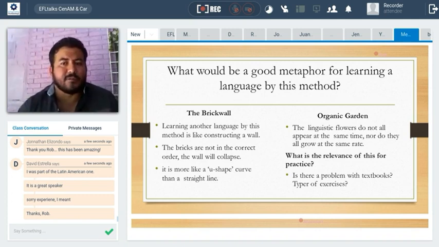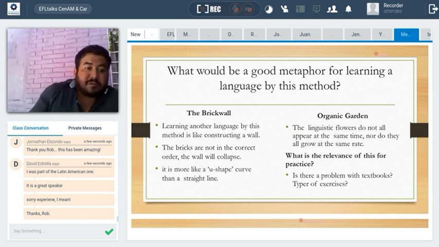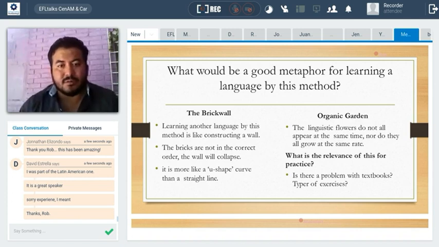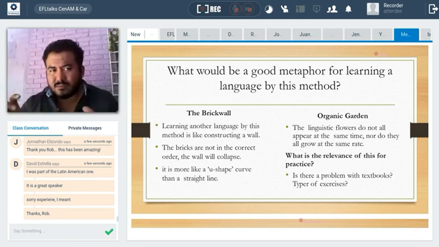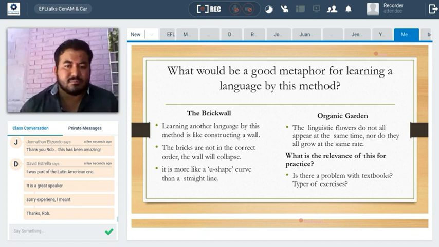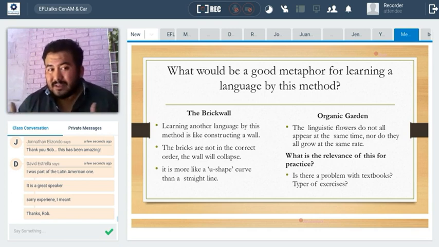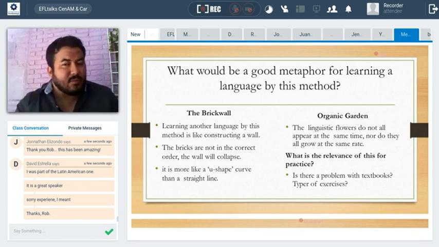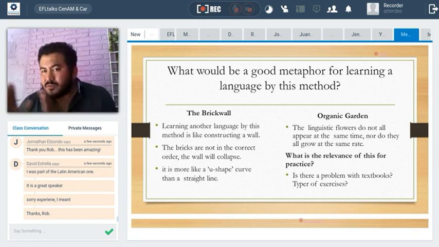Let's see, what would be a good metaphor for learning a language by this method? As in the mock that I was proctoring weeks ago, there was one that said the brick wall or organic gardening. What's the difference? The brick wall: learning another language is like constructing a wall. If the bricks are not in the correct order, the wall will collapse. If we go with traditional teaching, we're going through the brick wall approach. But instead, why don't we go to the organic garden?